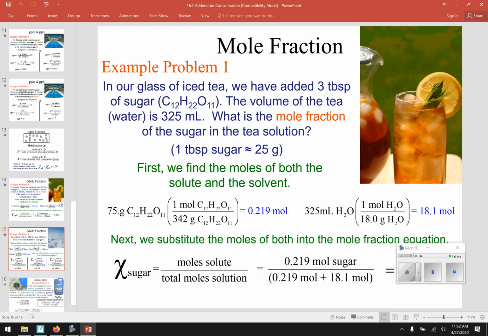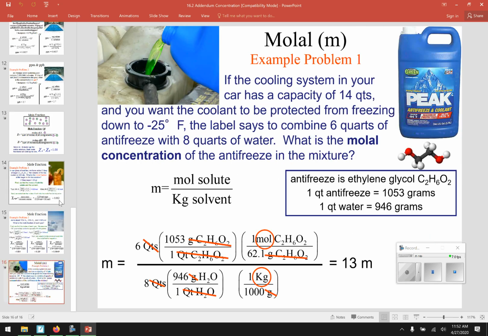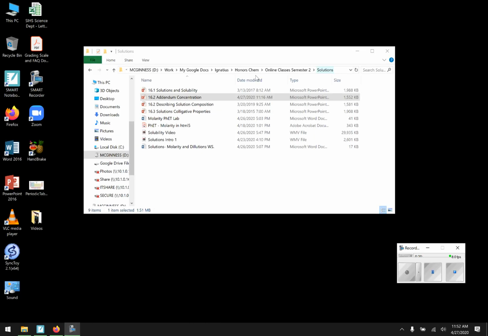Mole fraction is weird, and you do use it occasionally in chemistry, and molality is also used, and that'll be used for what are called colligative properties, which is what we'll do in the next section. And colligative properties are important, but I'm not going to make you learn how to do molality. But if you're more interested in this, there is an addendum PowerPoint that I will put up on PowerSchool. And just be aware that there are other ways to measure solution.